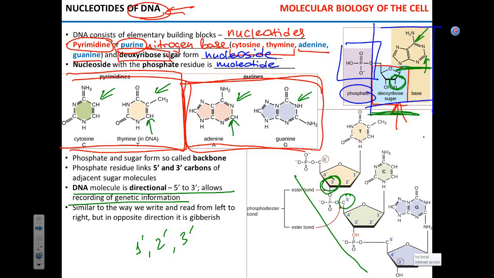Does that make sense? DNA is the same way. All of the sugars are oriented in the same way. 5' is linked to 3'. This 5' will be linked to the 3' somewhere here. This 5' is linked to this 3'. So that's directionality. Does that make sense? Why is it important? It allows us to record information. Directionality is actually necessary to record information.